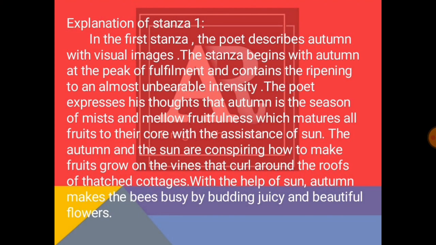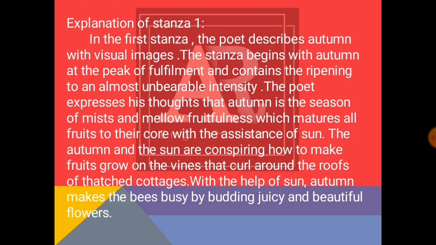Explanation of stanza 1. In the first stanza, the poet describes autumn with visual images. The stanza begins with autumn at the peak of fulfillment and contains the ripening to an almost unbearable intensity. The poet expresses his thoughts that autumn is the season of mists and mellow fruitfulness which matures all fruits to their core with the assistance of sun.